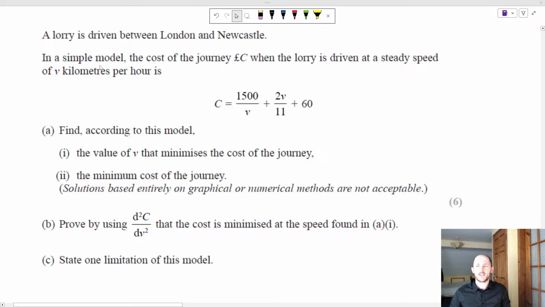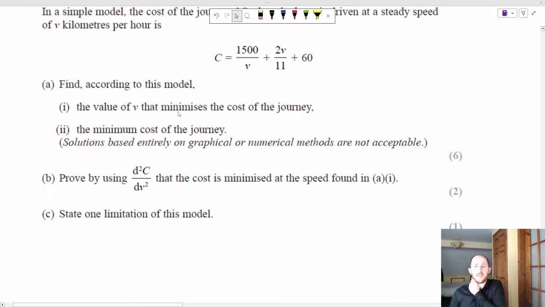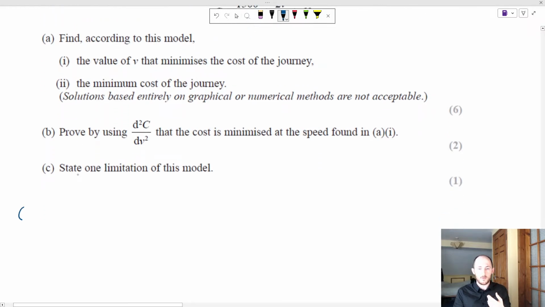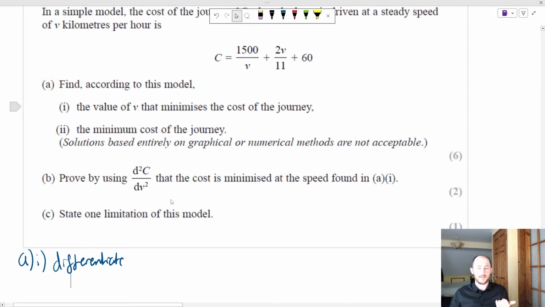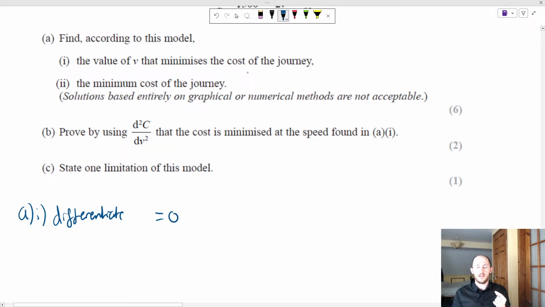Oh, okay, cool. Yeah. So, modelling is very, very important in A-level maths. It comes up a lot. So in a simple model, the cost of the journey when the lorry is driven at steady speed is this. So V is the speed, C is the cost. Find the value that minimizes the cost of the journey. So if you notice, they say minimum, right? If you ever hear maximum or minimum, all you need to do is differentiate, because what you're working out is basically the turning point. So we want to differentiate and then equate to 0 and find what V is.